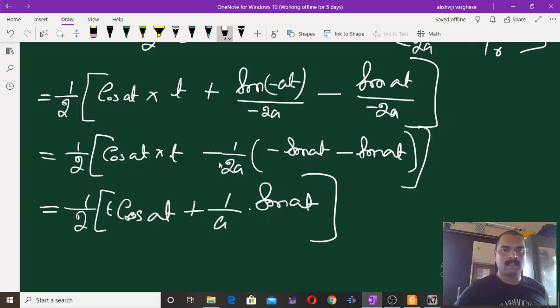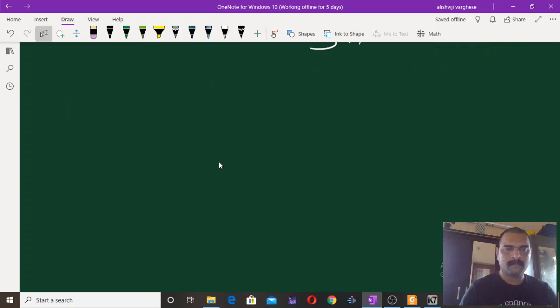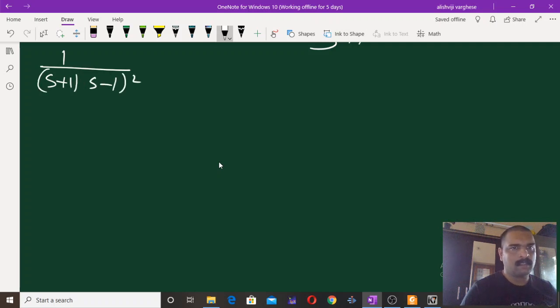So this is the required inverse Laplace transform of the function. Consider another function. Let's find out the inverse Laplace transform of 1 by s plus 1 into s minus 1 the square.